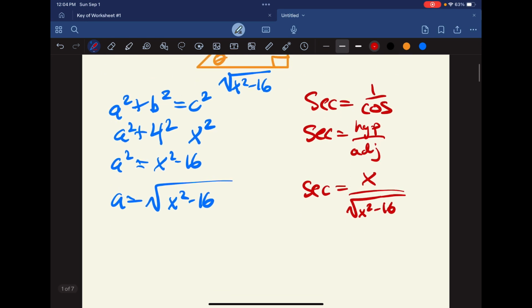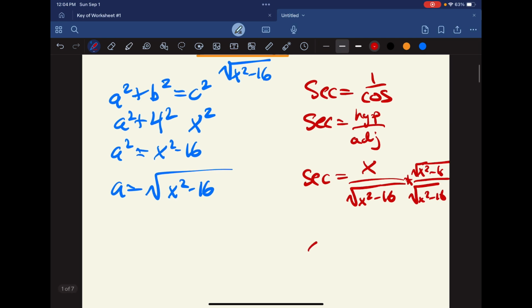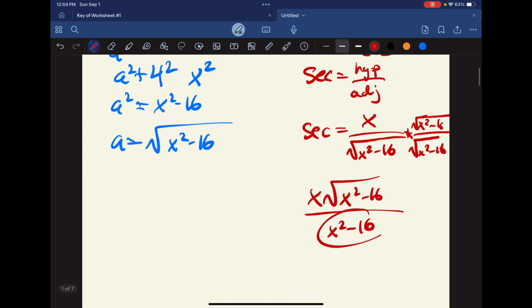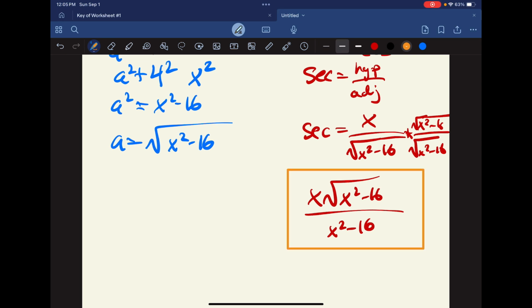And then if you want to get rid of that radical in the denominator, we can multiply by the square root in question, and that will give us x times the square root of x squared minus 16, divided by x squared minus 16. And you could write this as x plus 4 times x minus 4. I think you're all right to leave it like this, though. So this is going to be your answer.